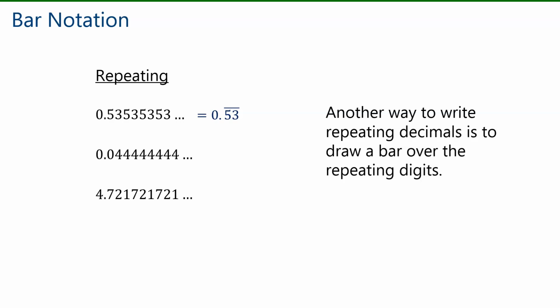Now in the second one, because only the 4 was repeating, we would write it like this, 0.04 with the bar over the 4. And for the third one, we would have a bar over the 7, 2, and 1. So it would look like this.